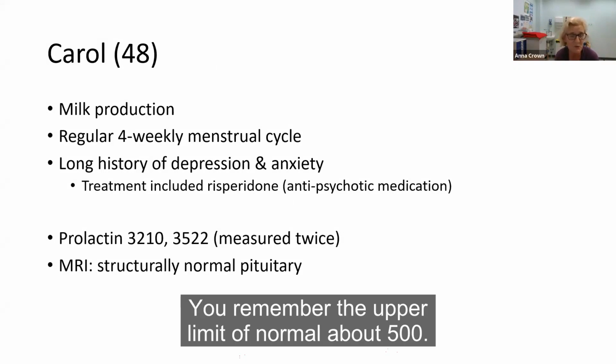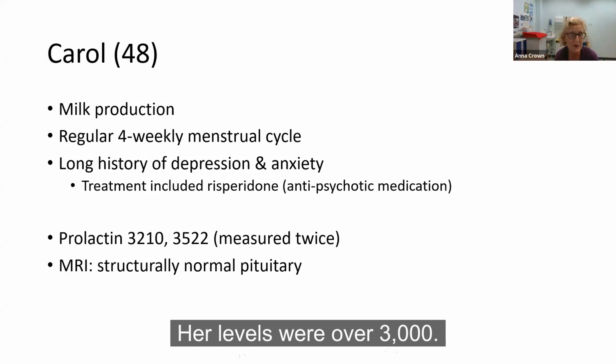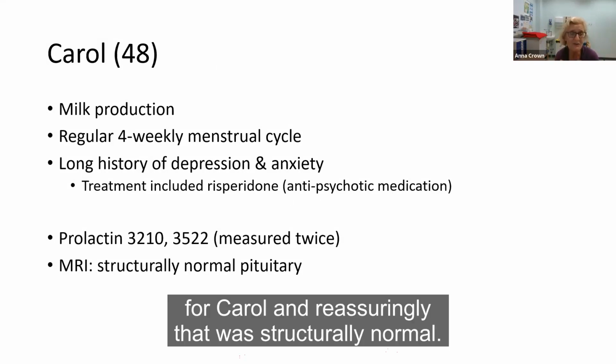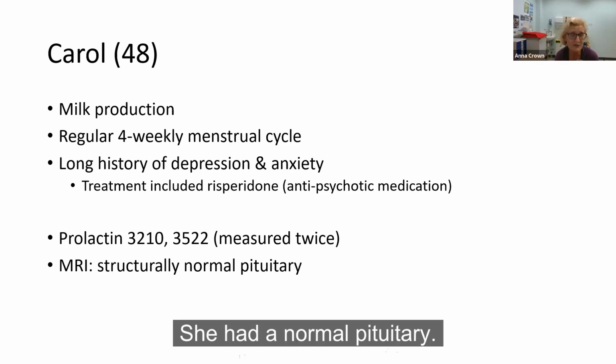So you remember the upper limit of normal about 500. So her levels were over 3,000. So we did an MRI scan for Carol, and reassuringly, that was structurally normal. She had a normal pituitary. Next slide. Thank you, Kim.